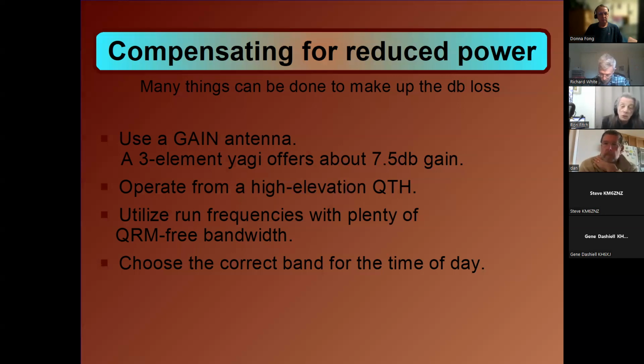Another thing you can do to overcome the losses of QRP is operate from a high elevation QTH. Where I'm running from remotely this weekend is up on a mountaintop in Ramona, California, down in the San Bernardino Mountains. So being up on the mountain gives me a downward look at the people I'm trying to communicate with.